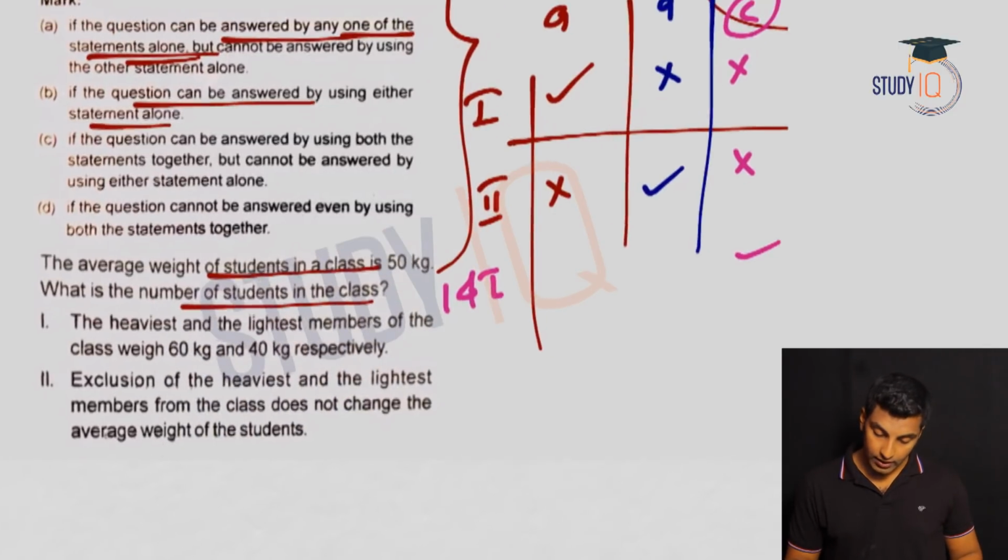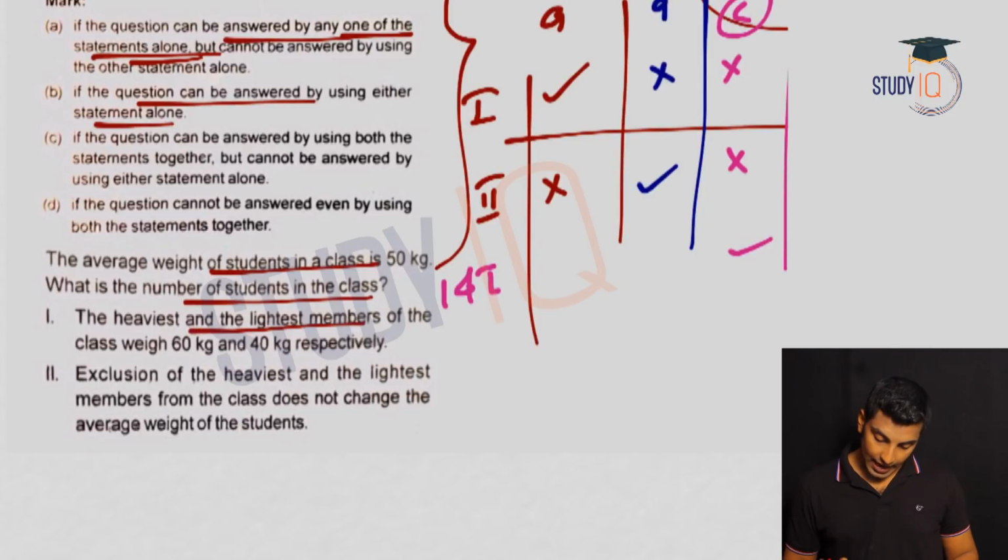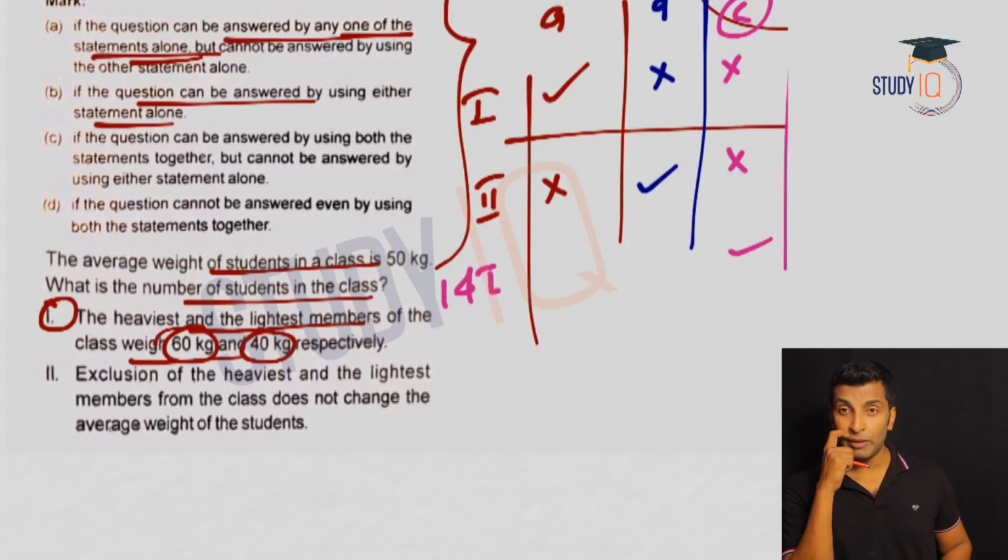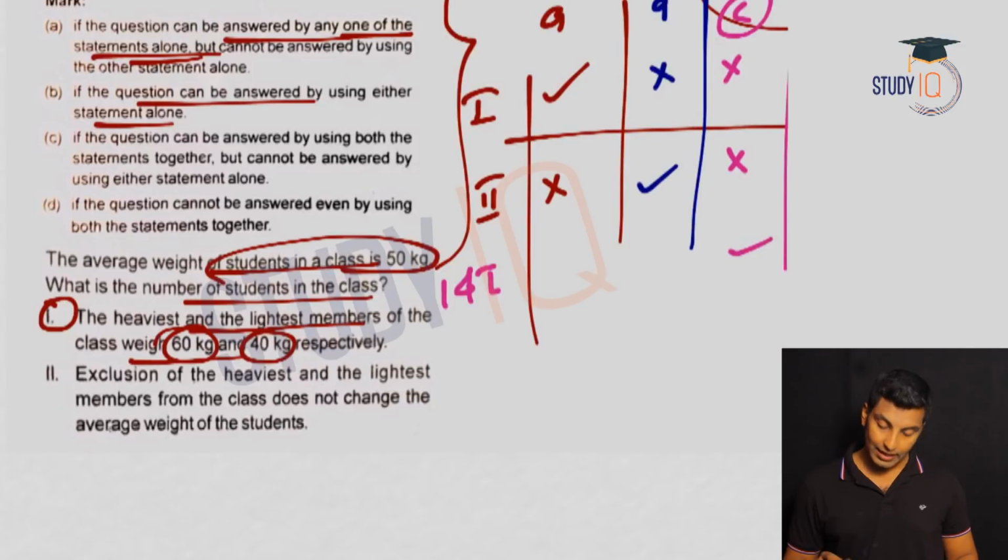Now let's look at the statements. Statement A: the heaviest and the lightest member of the class have weight 60 and 40 kg. Statement A gives information about the heaviest and lightest member, but there is no mention of the number of students in the class. Without knowing anything related to the number of students, you can't find this answer. Just by knowing the heaviest and the lightest, you cannot find it. So 1 will not help you.